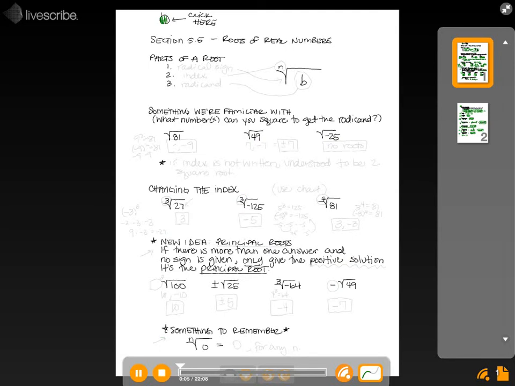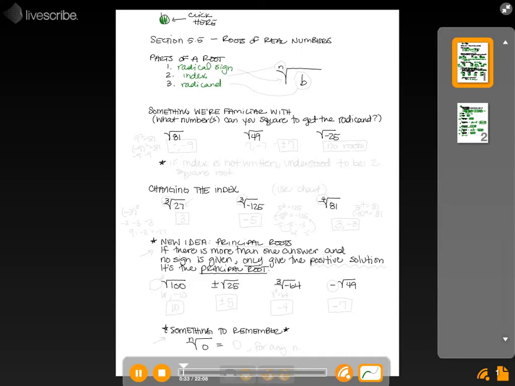Alright, these are our notes for section 5, 5 roots of real numbers. We're going to start out with the parts of a root. There are 3 parts to a root. They are the radical sign, the index, and then what's called the radicand. Alright, so those are your 3 parts: radical sign, index, radicand.